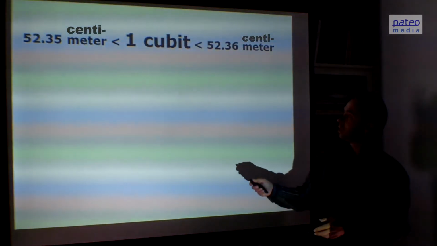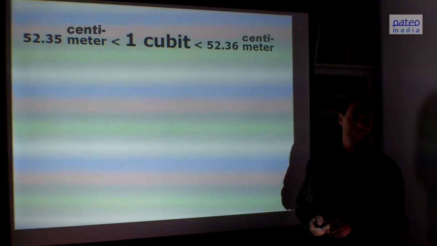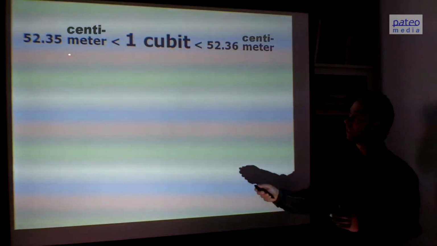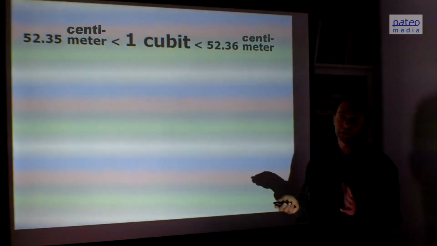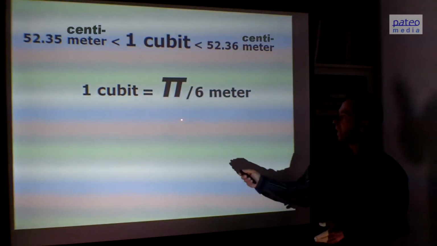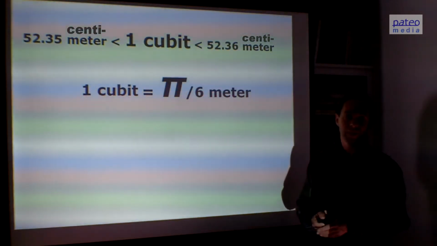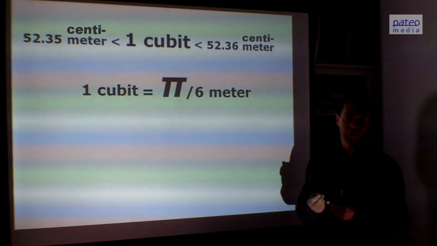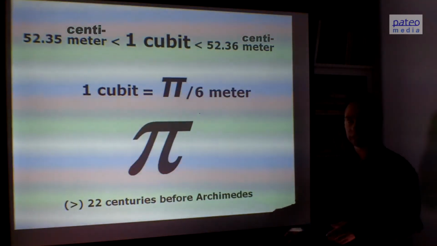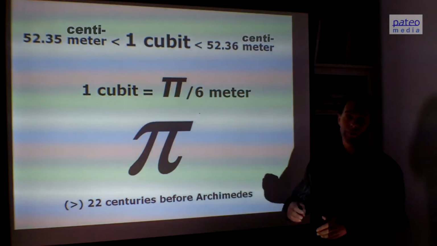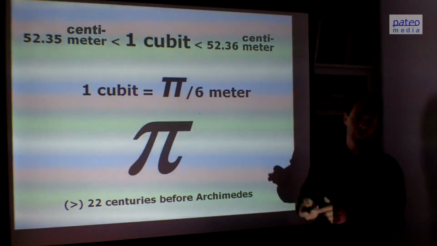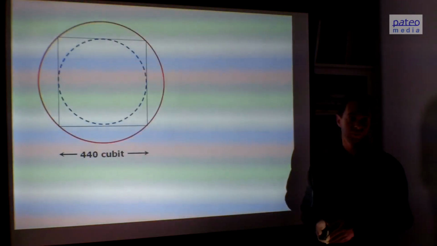1 cubit is between 0.5235 and 0.5236 meters. It's somewhere in between. Some say this, others say that. But the truth is in the middle, because 1 cubit is exactly pi divided by 6 meters. That is the shocking truth. The builders of the pyramid knew everything about pi, long before Archimedes discovered it. At least 22 centuries before. Maybe before Archimedes also people knew about pi, but this pyramid was built much, much earlier. So this is very shocking news.